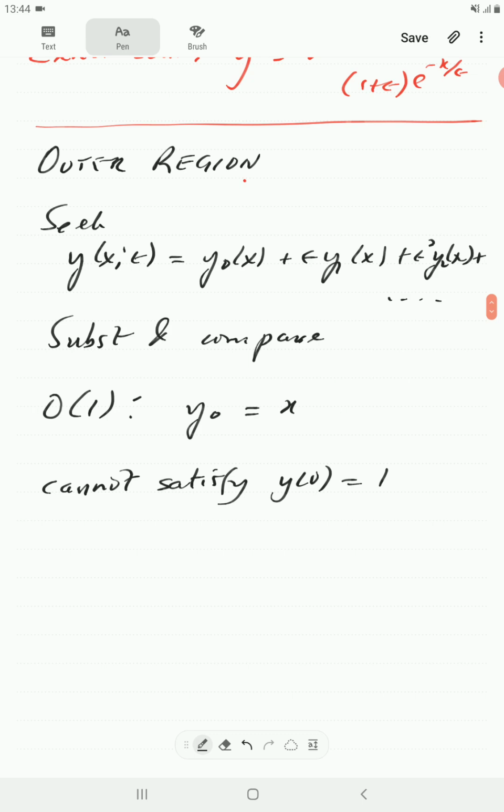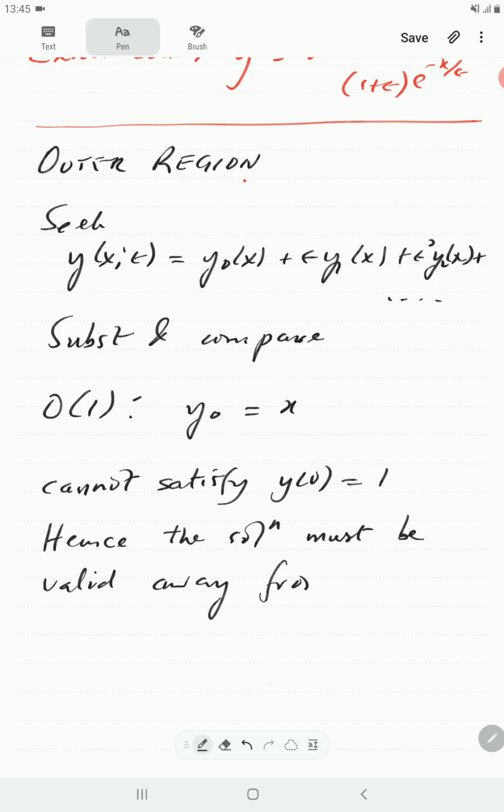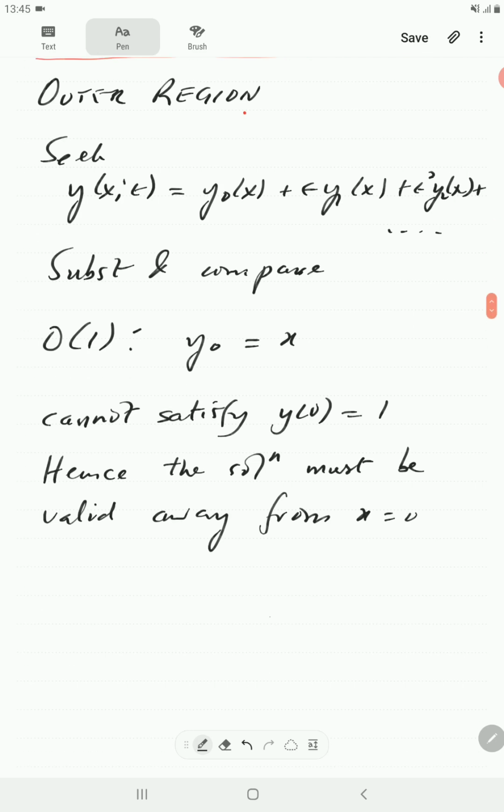So this makes us infer that this outer solution is going to be valid in a region away from x equals 0. Hence the solution must be valid away from x equals 0, which makes the region away from x equals 0 our outer region.